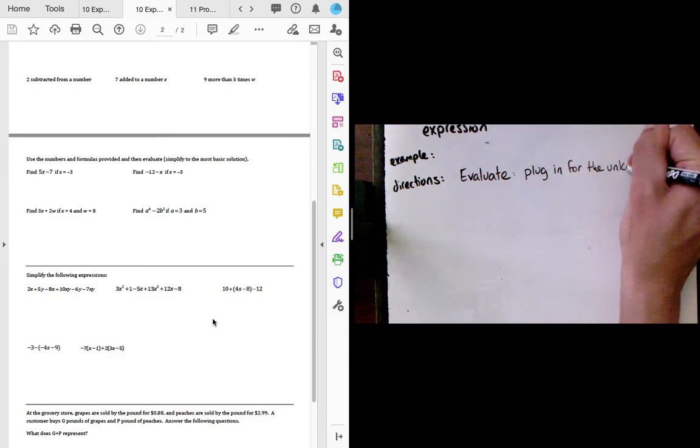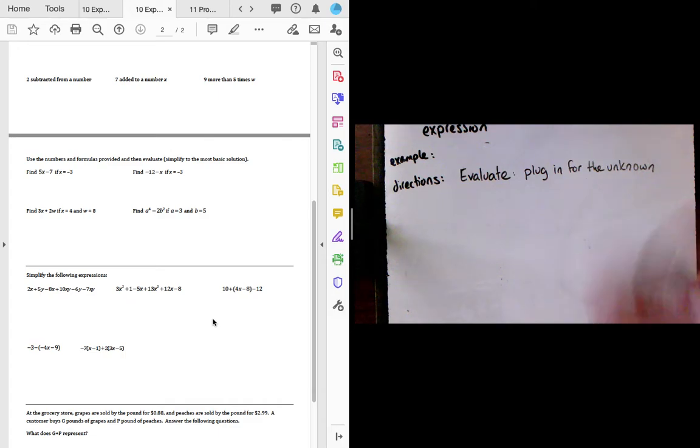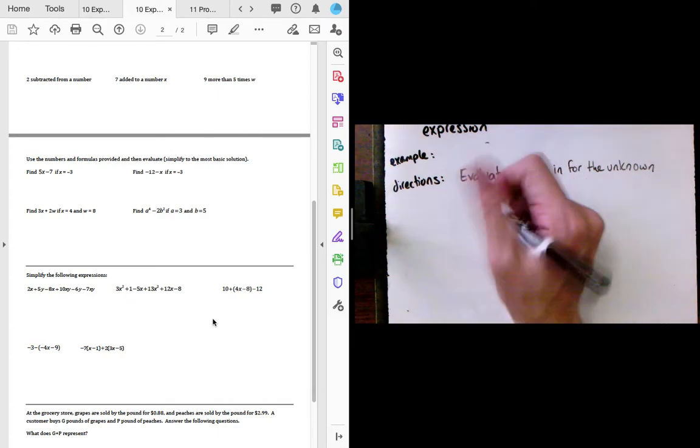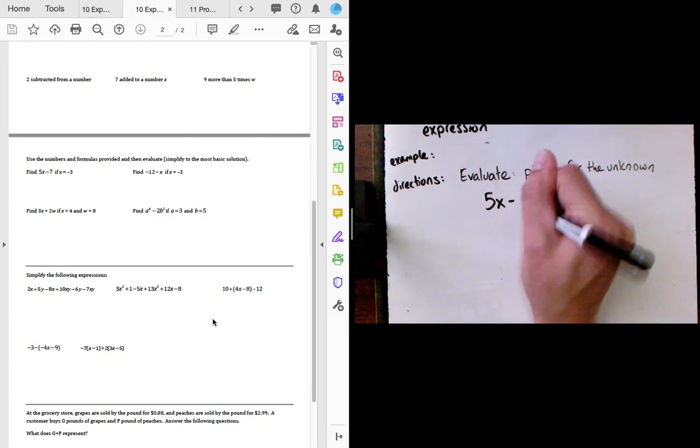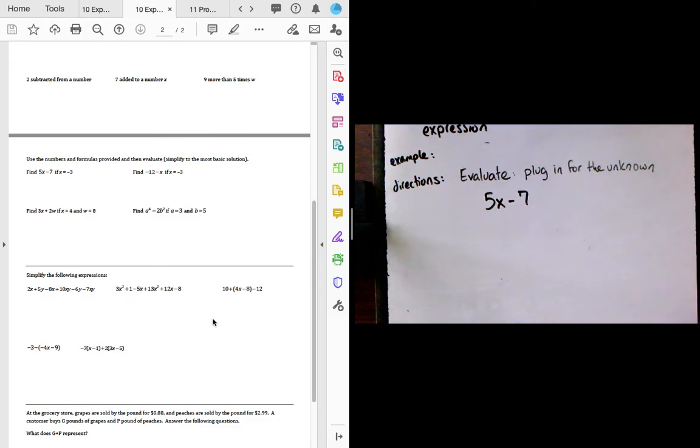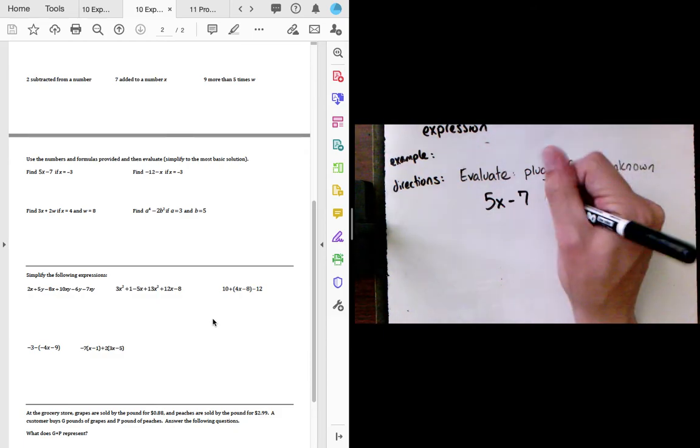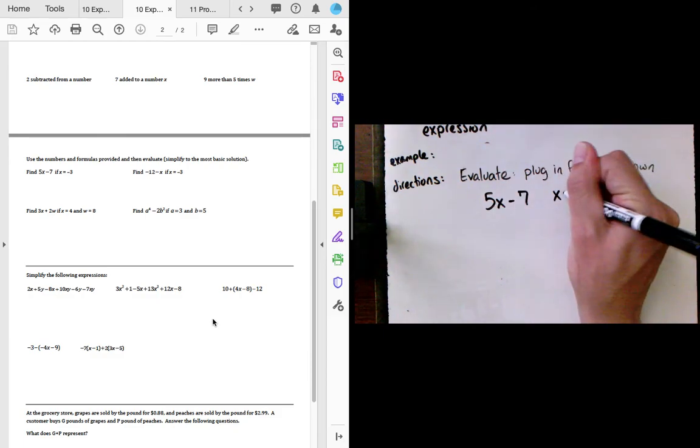So we can be given an expression. I'll put one out here. For example, we could be given something like, I don't know, let's do this first one. 5x minus 7. Here's an expression. Doesn't have an equal sign in it. The directions in this one are going to tell us to evaluate. Now we can't go any farther yet until we know what to evaluate.